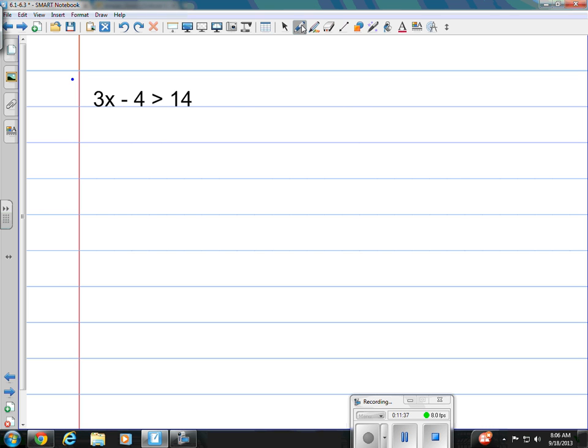Example 5 gives us 3x minus 4 is greater than 14. Same steps. Very first thing we need to do is transpose, so my -4 becomes a +4. And we're left with 3x is greater than 14 plus 4, which is 18. Last step is to divide both sides by 3. Now we're dividing by a positive, so nothing happens. It still says x is greater than 6.